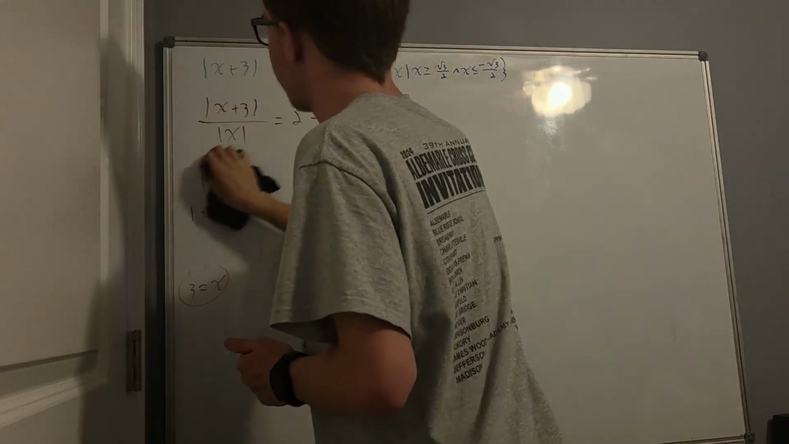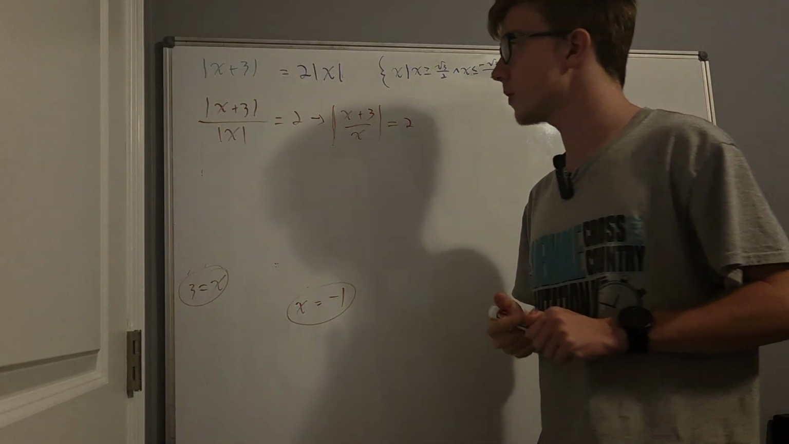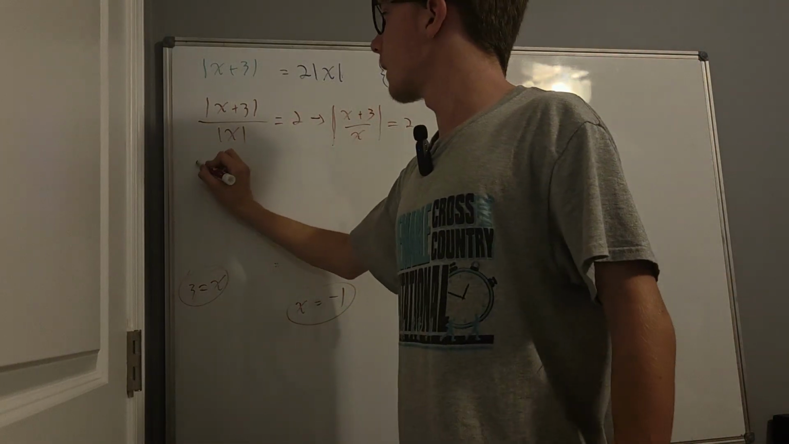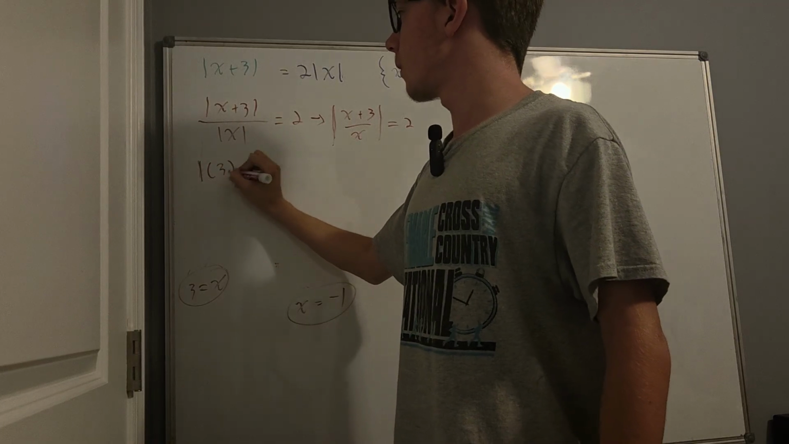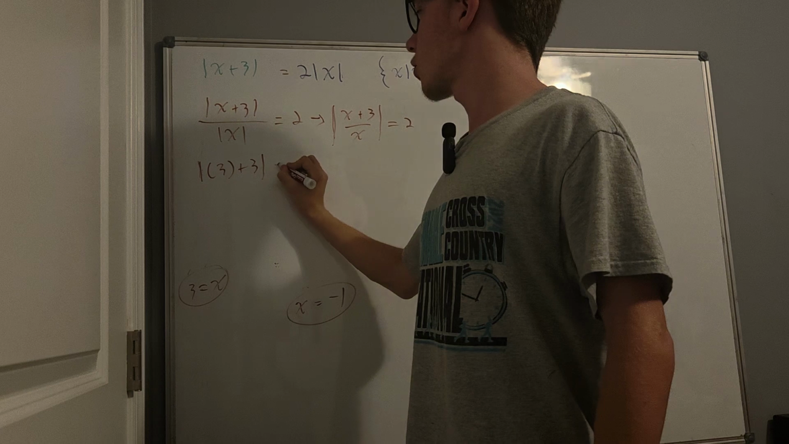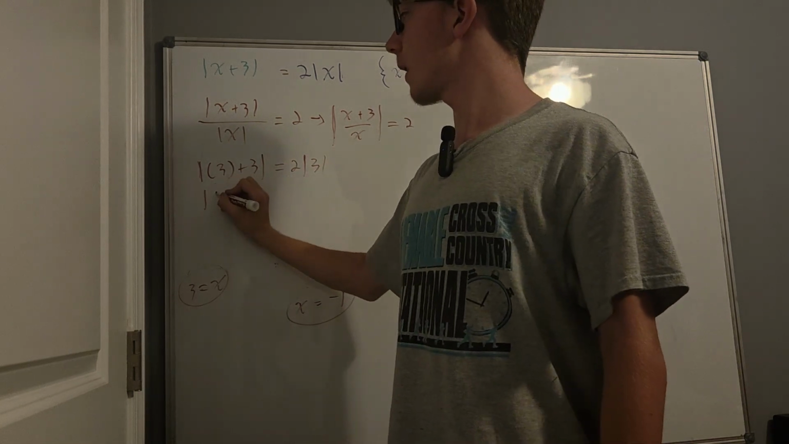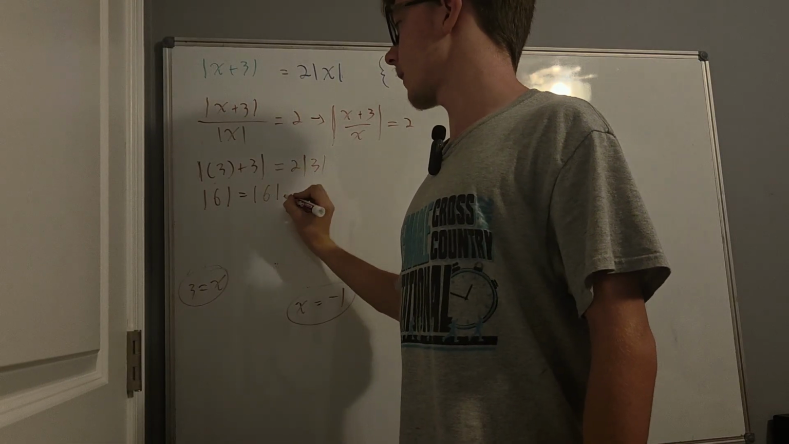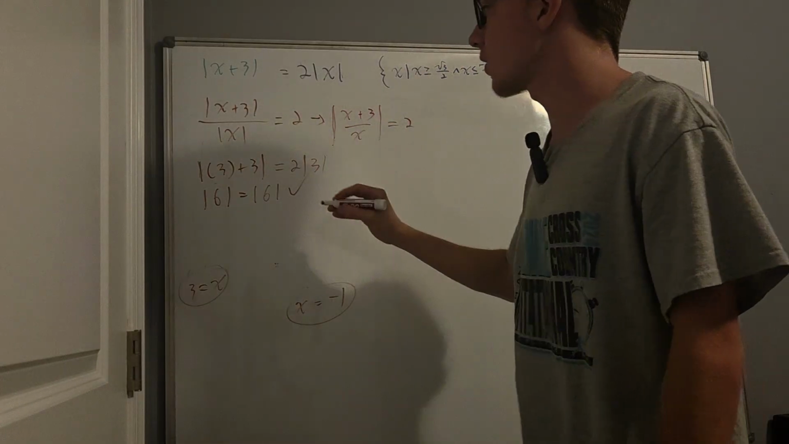And I'm not going to plug them into the originals because these come from approximations. So first of all, I'm going to just plug it in here, all right? So we're looking at first case, 3 plus 3 should be equal to 2 times 3, right? Absolute value of 3 plus 3 is absolute value of 6. 2 times absolute value of 3 is absolute value of 6. Bam, it works. What about this one?